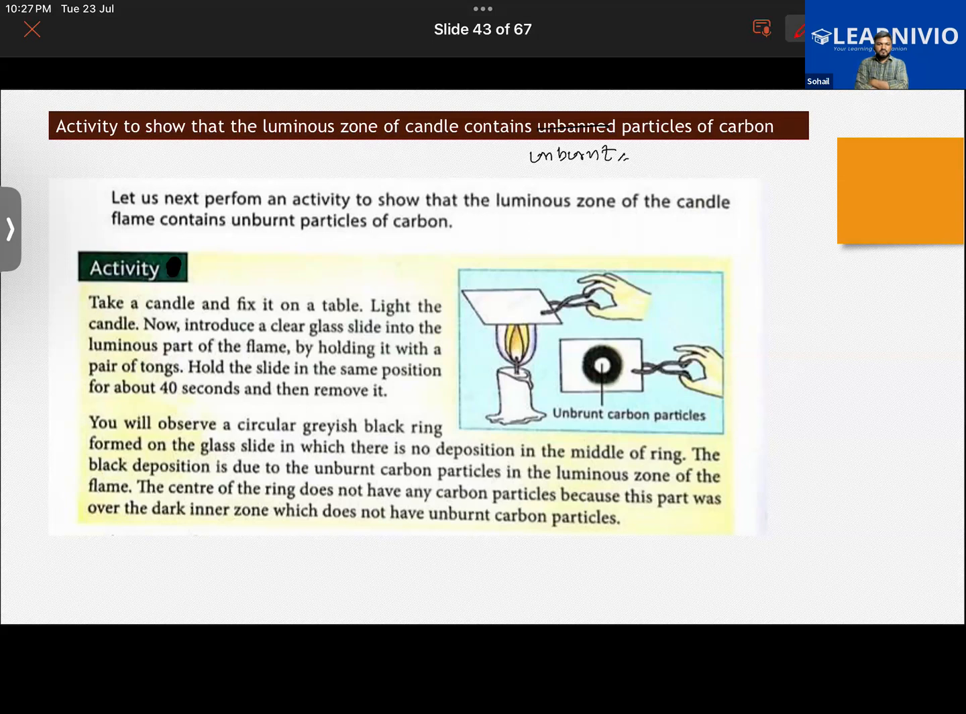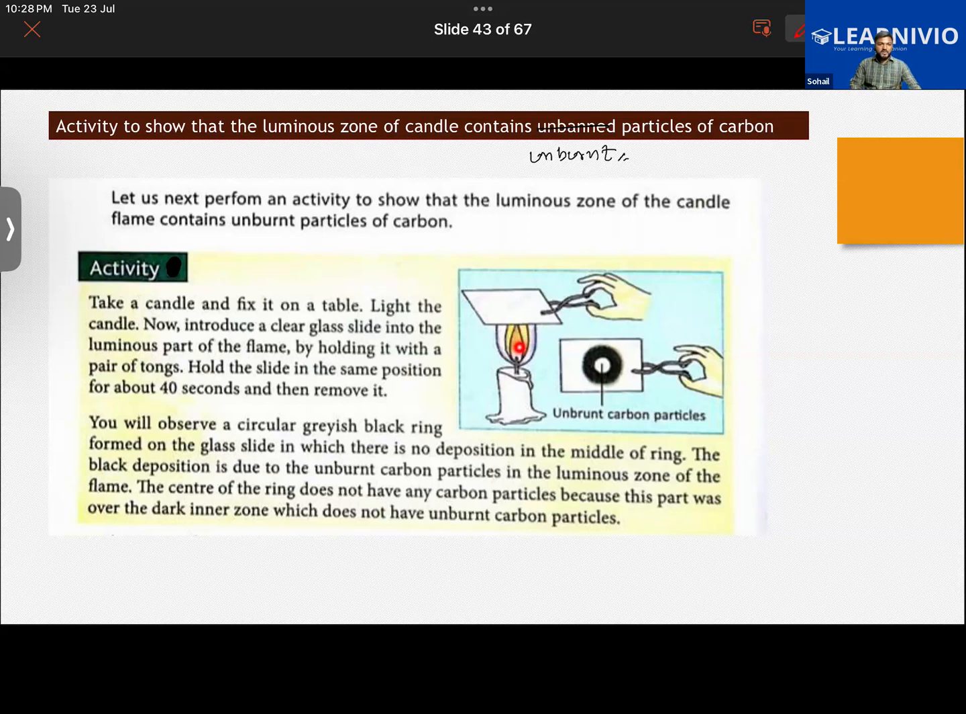The black deposition is due to the unburned carbon particles in the luminous zone of the flame. The center of the ring does not have any carbon particles because this part was over the dark inner zone, which does not have unburned carbon particles. Very good. So from this activity, what did we understand? As you have held this glass plate above the burning flame, where have you placed it? You have brought it close to the middle zone.